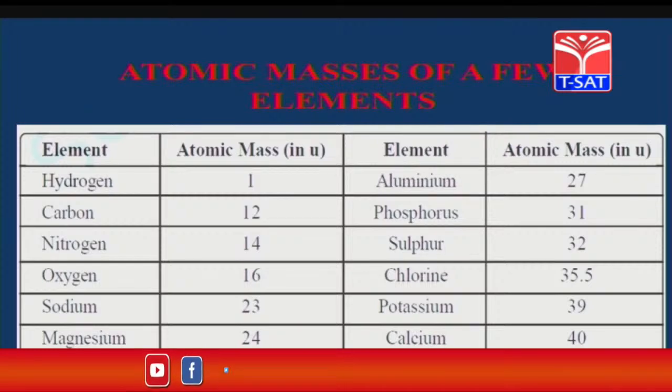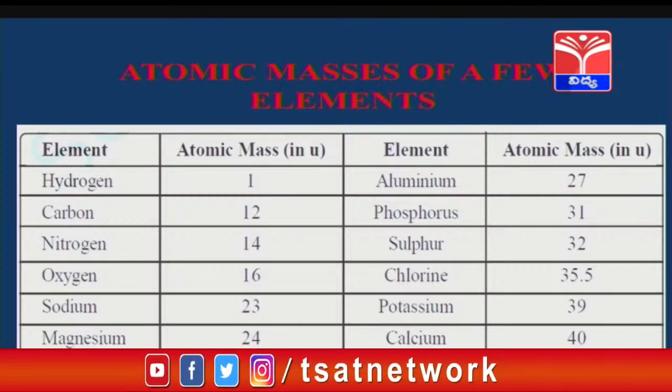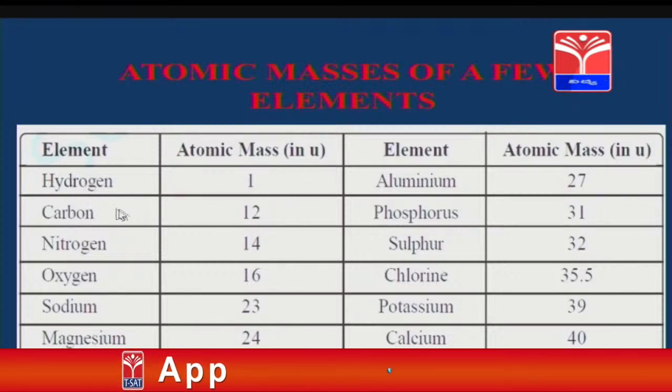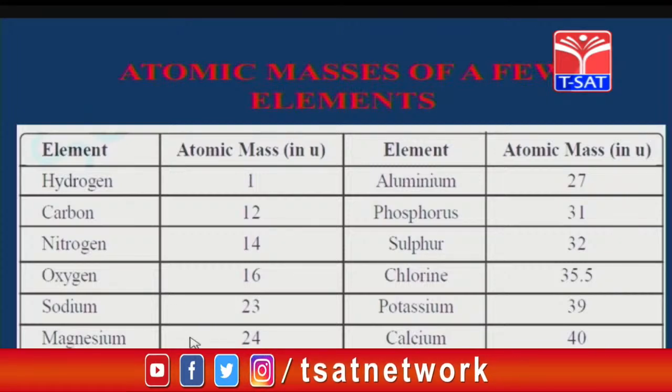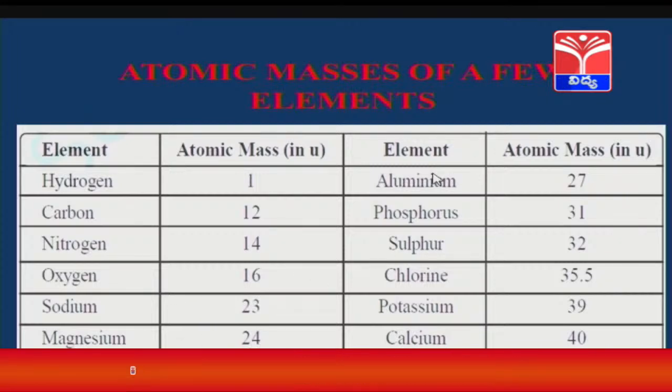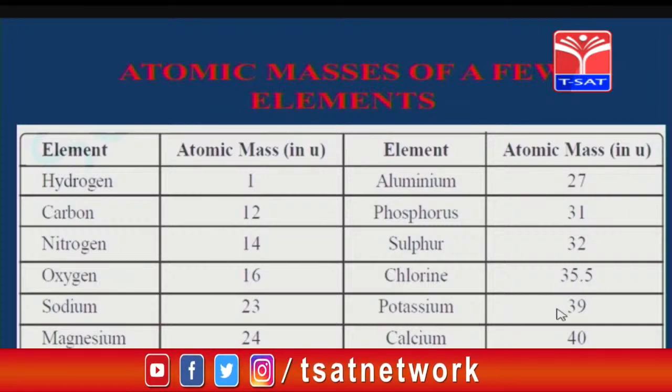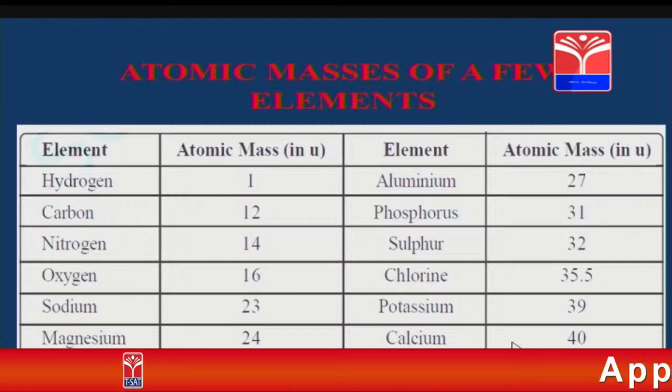So, in this table atomic masses of a few elements are there. Hydrogen atomic mass is 1, unified mass. Next element carbon. Carbon atomic mass is 12, unified mass. Nitrogen atomic mass is 14, unified mass. Oxygen atomic mass is 16, U. Sodium atomic mass is 23, U. Magnesium atomic mass is 24, U. Aluminium atomic mass is 27, U. Phosphorus atomic mass is 31, U. Sulfur atomic mass is 32, U. Chlorine atomic mass is 35.5, U. Potassium atomic mass is 39, U. Calcium atomic mass is 40, U.